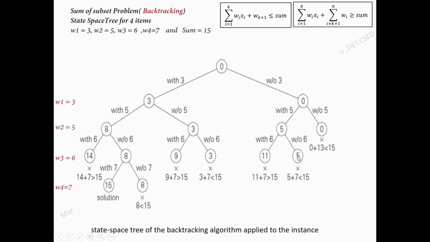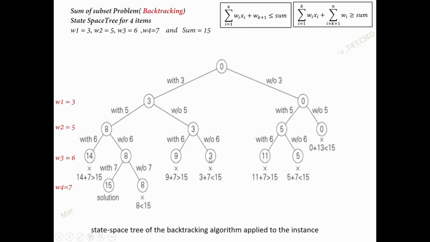Similarly, considering one more case, suppose we are at this level, where 5 is there. Now the remaining element which has to be added is 7. The remaining weight is only one, that is 7. If you add 7, even then the result is less than 15. That means no need to continue further, because the result is not greater than or equal to the sum. It is violating this condition also. This is also a non-promising node in the state space tree.